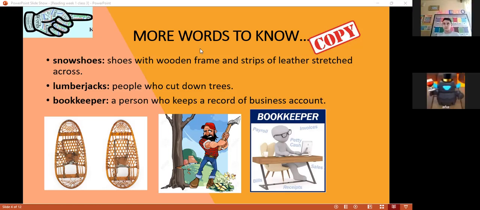Okay, now remember these definitions. The first definition was cord, and depot. Remember, it's a train station. Flapjacks, pancakes. We talked about grizzly, a large bear of North America. Also, what are snowshoes? The shoes I use when it's snowing. Lumberjack is a person who cuts down trees, and bookkeeper is a person who keeps a record of a business account. One of these words we're going to use to complete each sentence. Right now, we are not going to copy more. That's going to be oral, class.